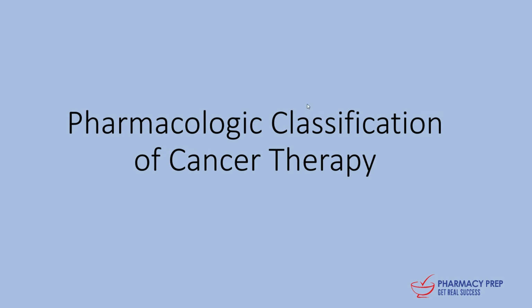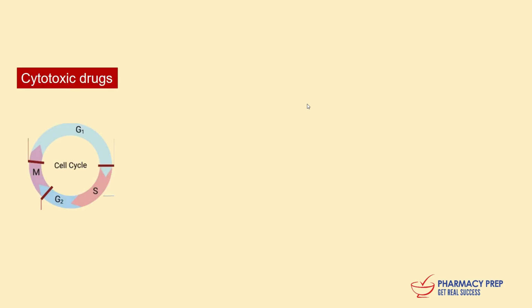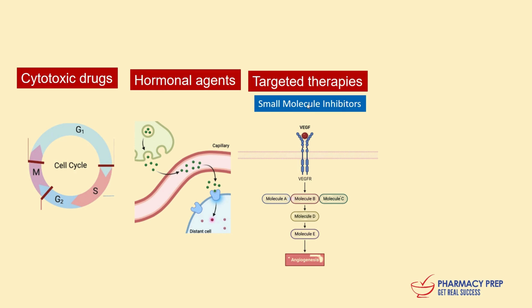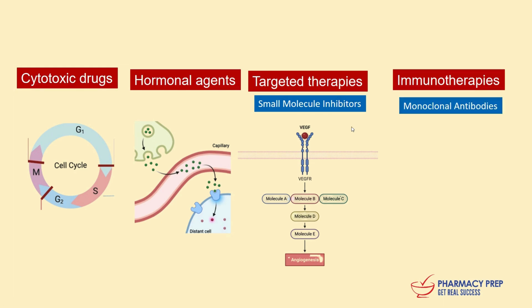So let's start. First, let's talk about the types of cancer therapies. Therapies can be divided into four major categories. One is the cytotoxic drugs, then hormonal agents, and targeted therapies. Targeted therapies can be small molecule inhibitors. There are also immunotherapies, which are based on monoclonal antibodies. So these are the four major groups of cancer therapies.